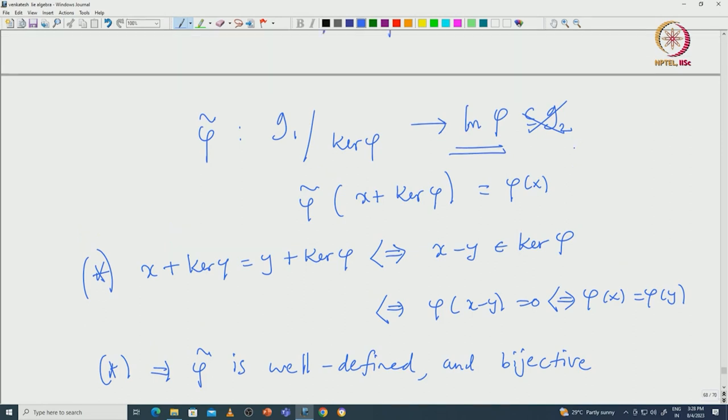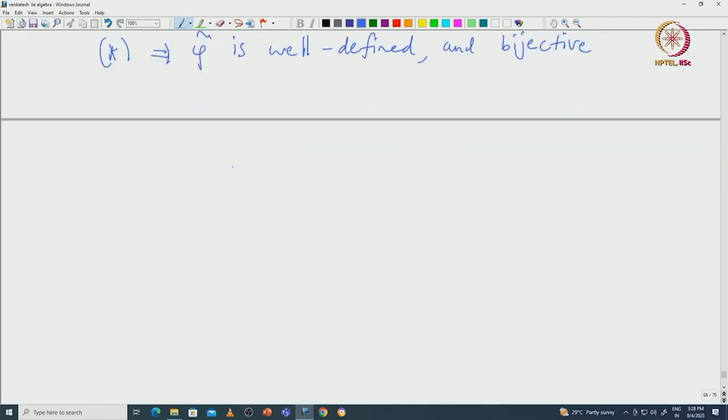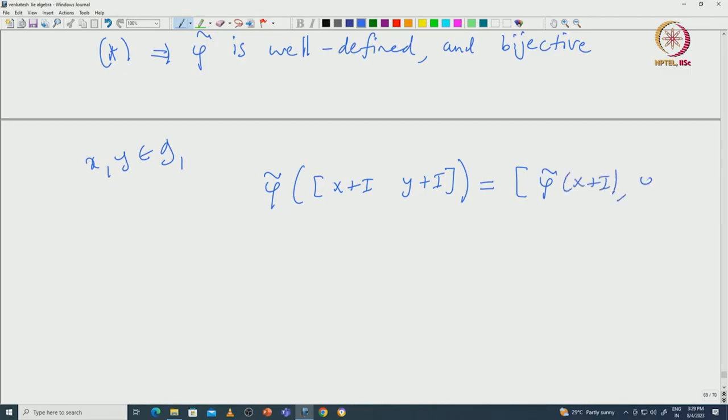Now all we need to verify is this: you have two Lie algebras, one on the left side and another on the right side. If you verify that this linear map is actually a Lie algebra homomorphism, then we are done. So let us verify this map is a Lie algebra homomorphism. You start with two elements x, y inside G1, so we are looking at the cosets, the bracket of x plus I, y plus I. Now what we need to prove is that phi tilde of the bracket of x plus I, y plus I should be equal to the bracket of phi tilde of x plus I and phi tilde of y plus I.